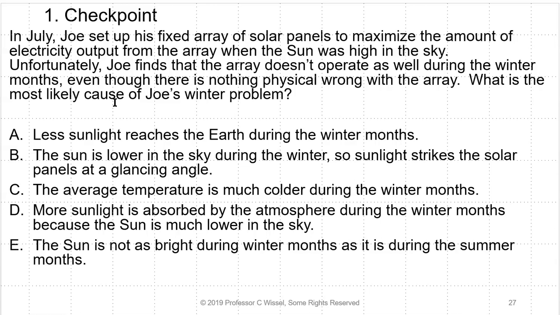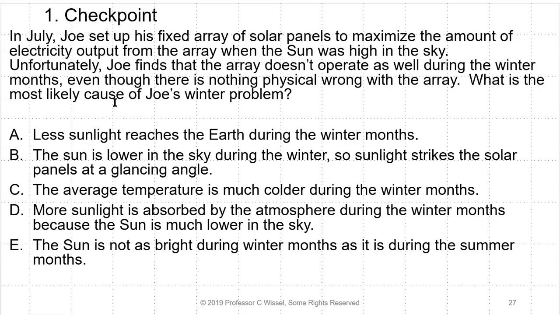B, the sun is lower in the sky during the winter, so sunlight strikes the solar panels at a glancing angle. Remember that idea about flux and parallel to the normal? B's looking pretty good here because the sun is lower in the sky during the winter by quite a lot. C, the average temperature is much colder during the winter months. That has nothing to do with the solar array. D, more sunlight is absorbed by the atmosphere during the winter months because the sun is much lower in the sky. It does go through a thicker layer of atmosphere, so D is a possibility too.